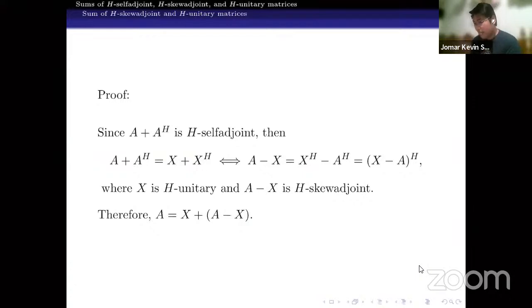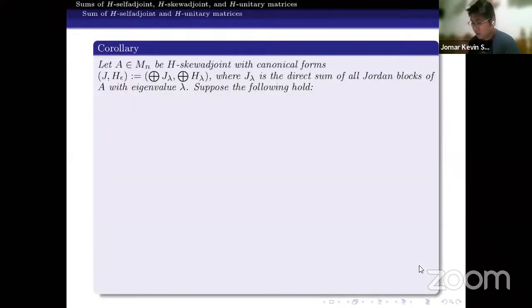Okay, so last two corollaries. So these two corollaries take care of the second goal natin. No? So let A be H skew adjoint. Tapos ito yung canonical forms, the A and H. Isulat natin as the direct sum of J lambda and the direct sum of H lambda, where J lambda is the direct sum of all Jordan blocks of A corresponding to the eigenvalue lambda.